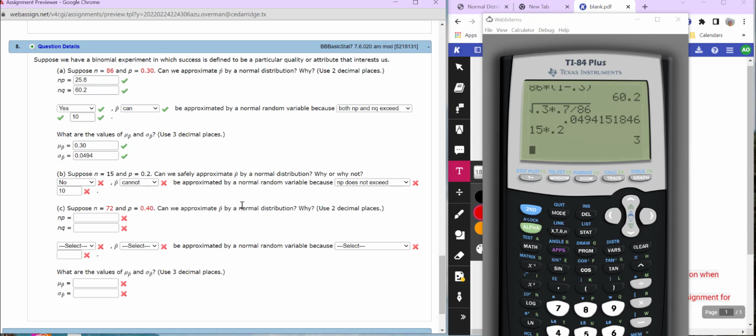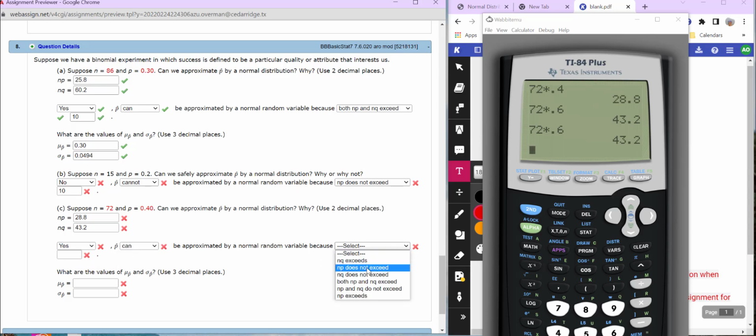And can we approximate with 72 and 0.40? I'm pretty sure we can. 72 times 0.4. So they're having us calculate those values: 28.8. And then I'm going to do 72 times 0.6, that's 1 minus 0.4. That's my expected number of failures, 43.2. So that's good. We're going to say yes, we can approximate it because both np and nq exceed 10.